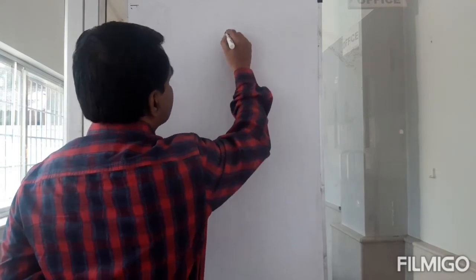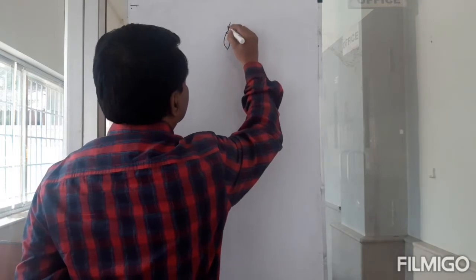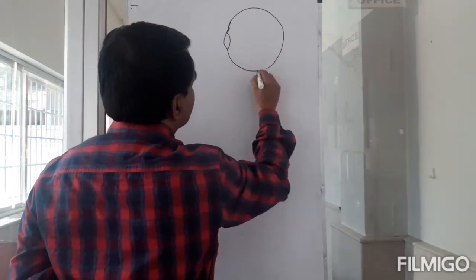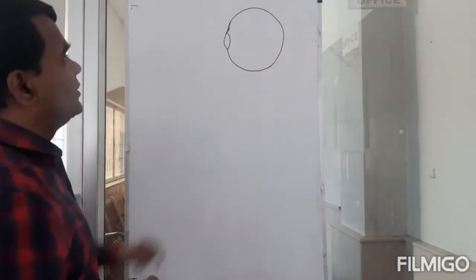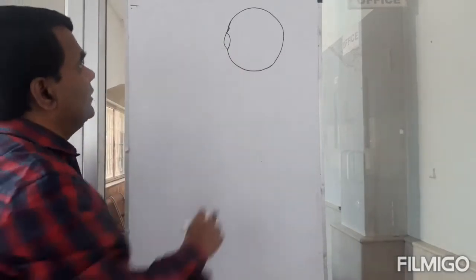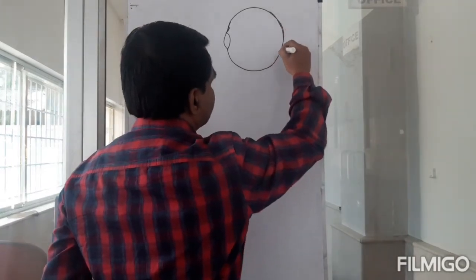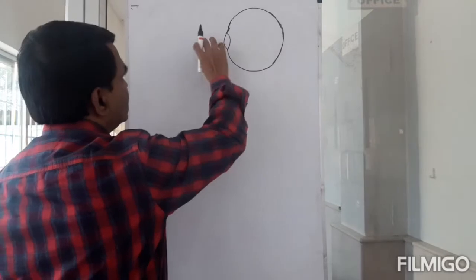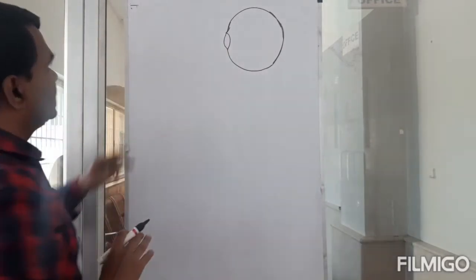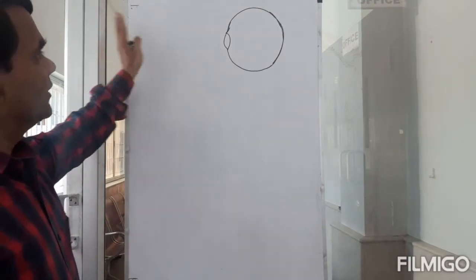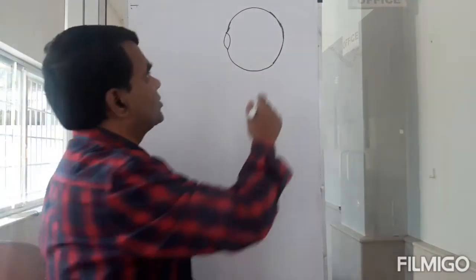This is the eye lens, and it's going to make a ball kind of structure. So this is the pupil, okay. And this is the retina. It is where I have the retina. Okay. So whatever object I see using this eye, the image is formed on the retina.